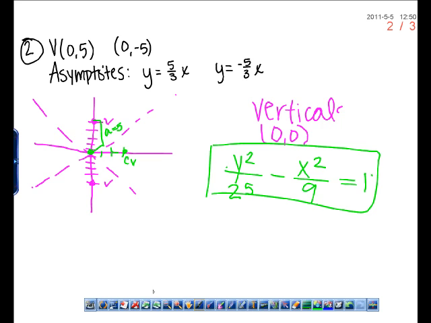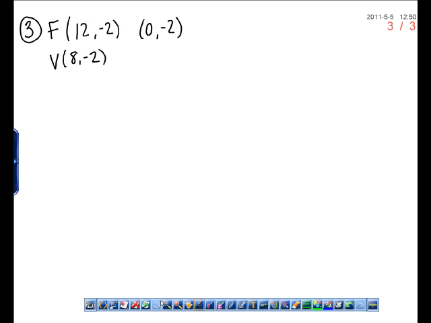Questions? Okay, let's do one more. Our foci are at 12, negative 2, and 0, negative 2. And our vertex is at 8, negative 2. Okay, let's plot what we know.